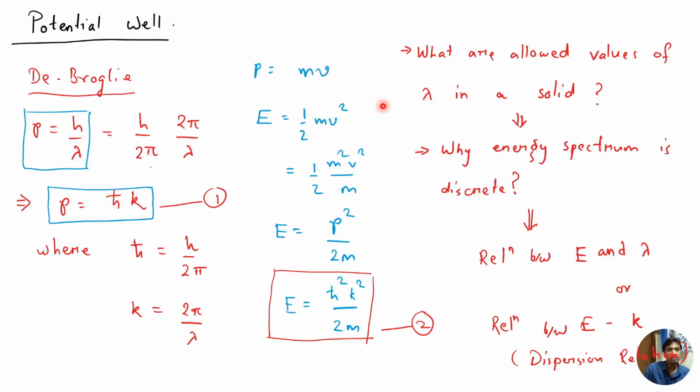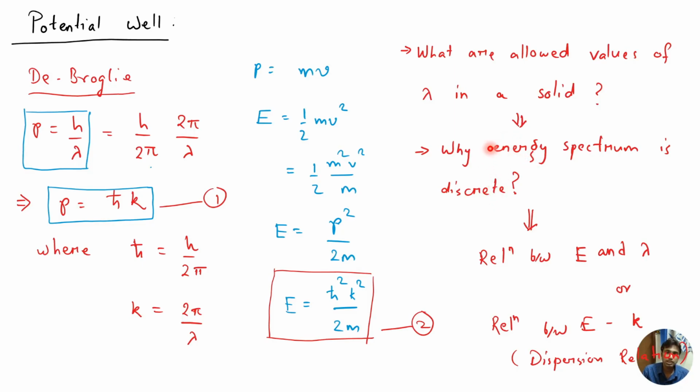Now we know that each and every particle, by virtue of this de Broglie principle, each and every object has an associated wavelength, but we want to understand what are the allowed values of this lambda for electrons in a solid. So once we get the allowed de Broglie wavelengths, then we can ask. So we saw that energy spectrum will be discrete.